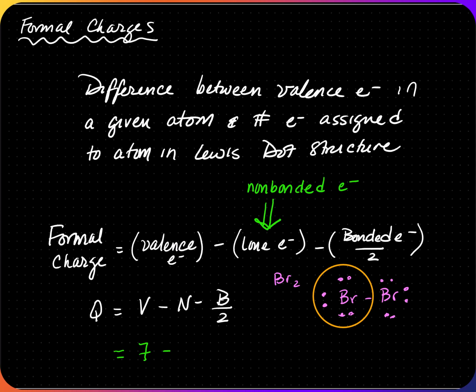that are by themselves. So this is going to be 6 electrons minus the bonded. The bonded is right here. They only share a single bond, so that's going to be 2 electrons because a single bond contains 2 electrons divided by 2, so this is 0. So the formal charge of the bromine on the left is 0, and since the bromine on the right looks the same, it also has a formal charge of 0.